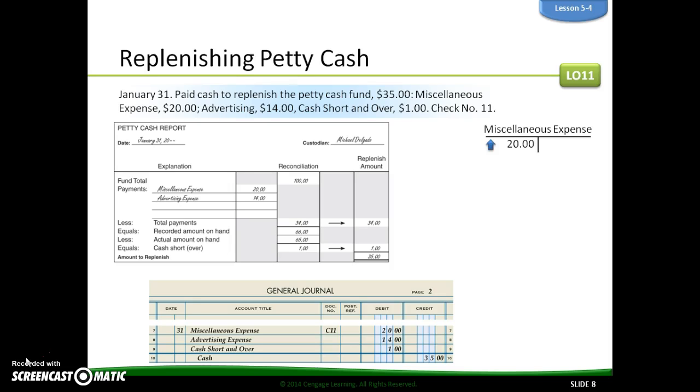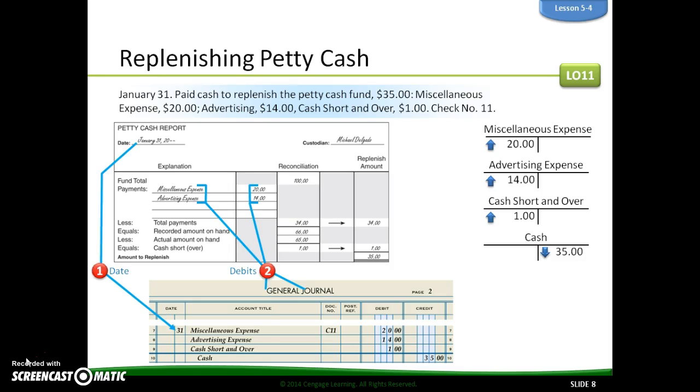Okay, so we've got a miscellaneous expense, which results in a debit, advertising expense, which results in a debit, and the fact that our cash is short results in a debit. And we're going to credit cash for $35. Now, when you see these T accounts, that should help you put into perspective what you need to debit and what you need to credit. Okay, so we're looking at those transactions and how everything that's on that petty cash report actually ties out to our general journal entry.